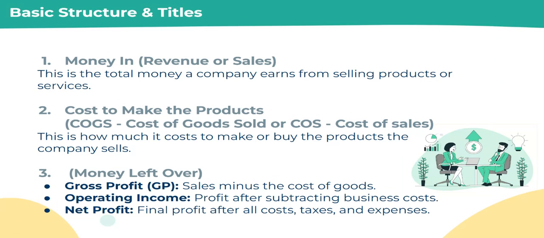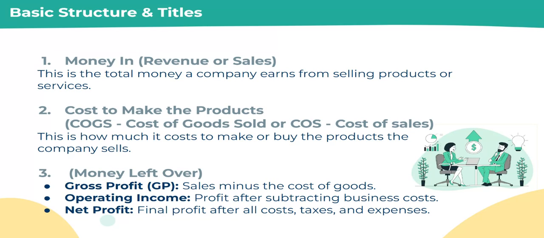So let's think a little bit more about some basic structure and titles. So number 1, money in, revenue or sales. So money in relates to revenue or sales attained by the company. This is the total money a company earns from selling products or services.